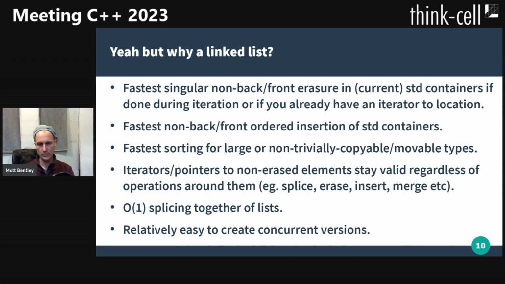Linked lists also give you constant time splicing together of lists and of ranges within lists, which can be quite useful, particularly if you're returning stuff from concurrent functions and you want to combine the data. And it's relatively easy to create concurrent versions or to use linked lists in concurrent scenarios, simply because the erase and insert operations don't have a lot of side effects. They write a couple of pointers to the previous and next nodes, but that's about it.